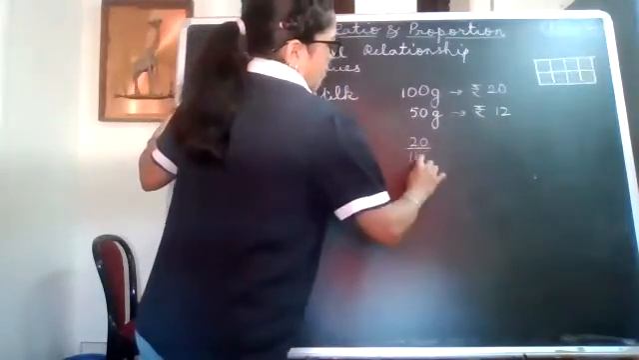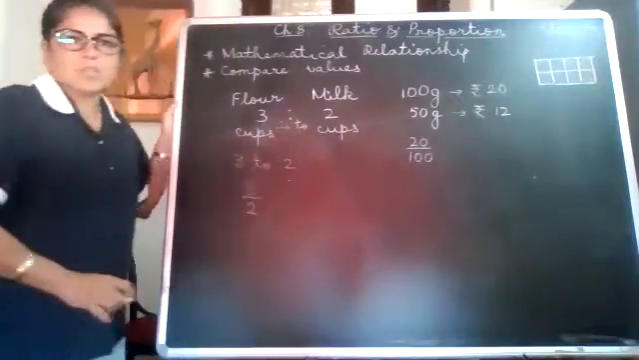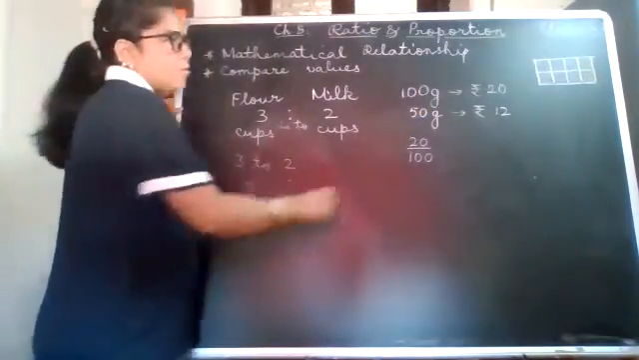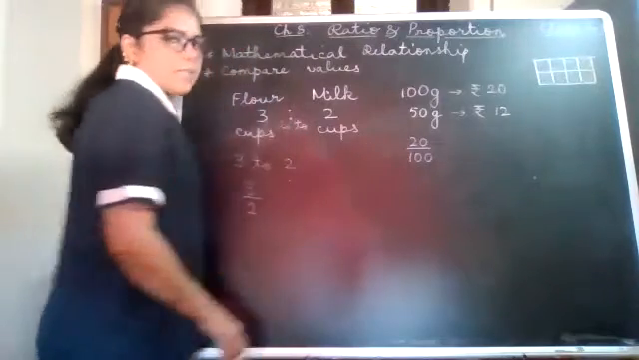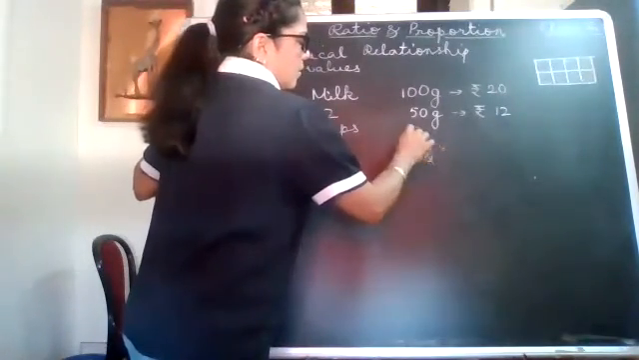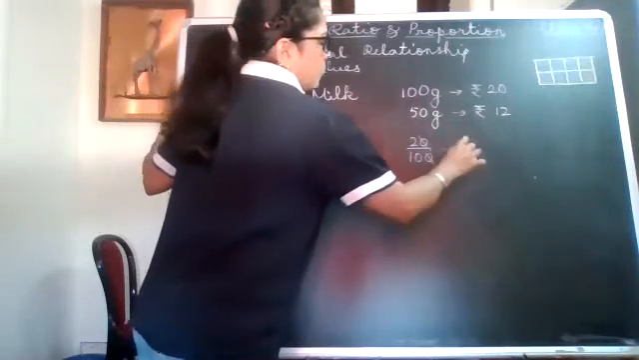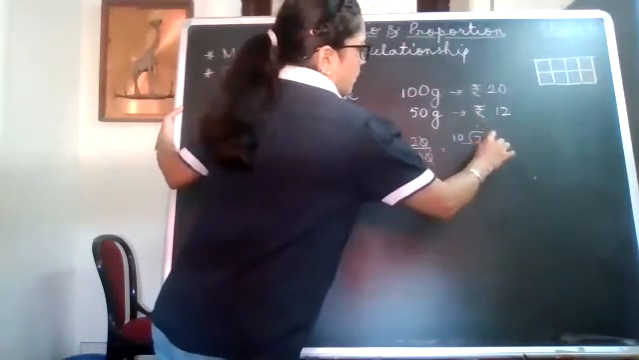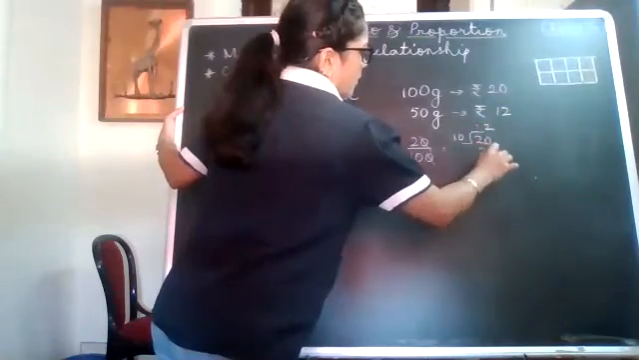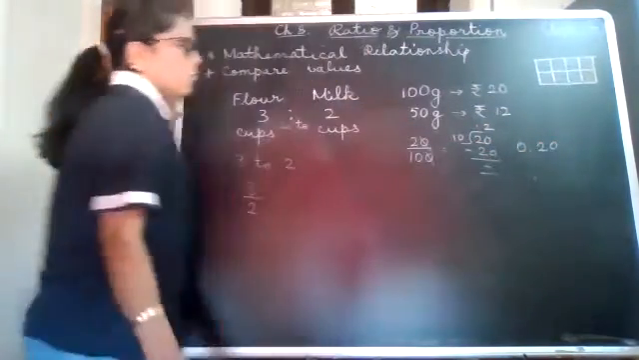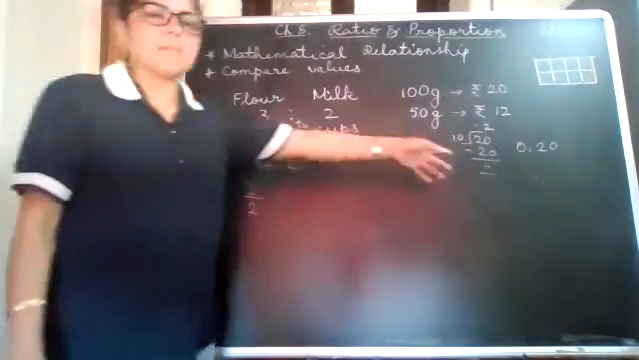And how would you compare? You will find out the rate per gram. So for 100 grams, if it is 20 rupees, per gram you have to divide the rate by the quantity. So when you divide 20 by 100, what will you get? You will get 0.20, meaning for every gram it is 20 paise.